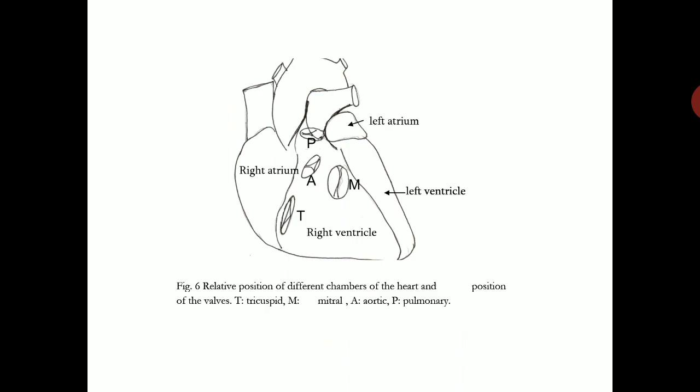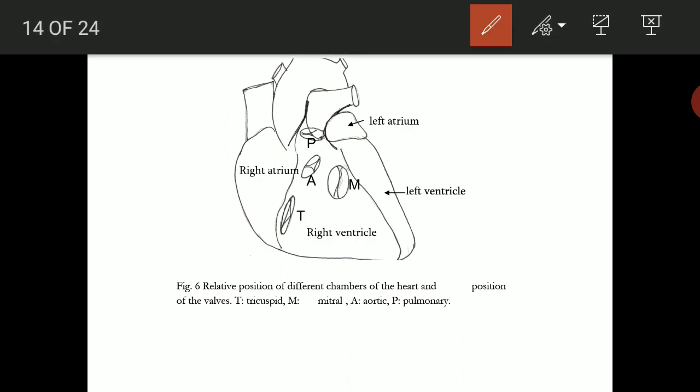So this diagram shows the schematic diagram of the different valves which are present in the heart: the mitral valve, tricuspid valve, pulmonary valve, and aortic valve.